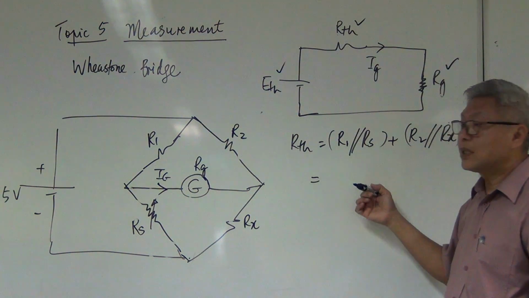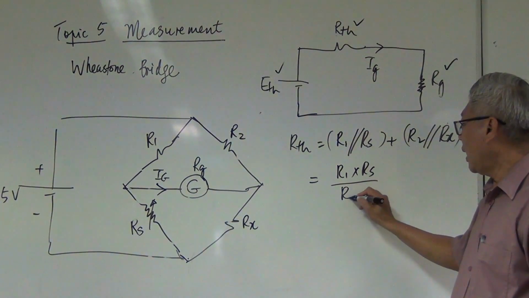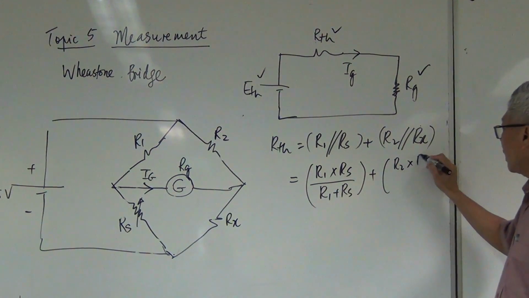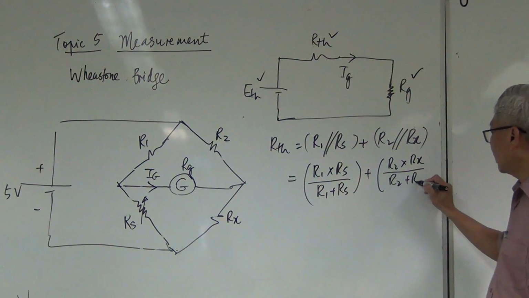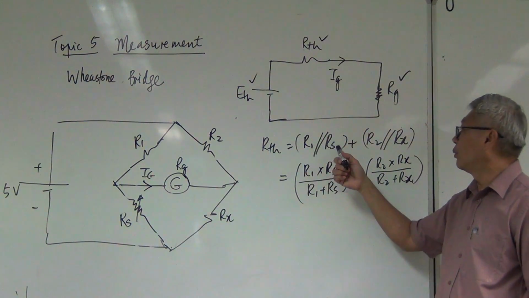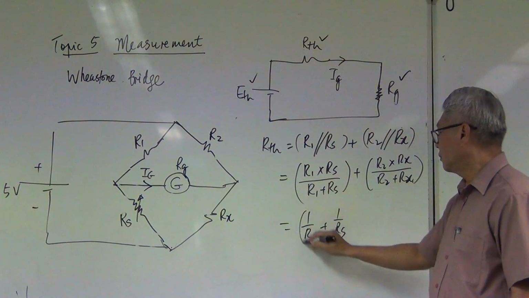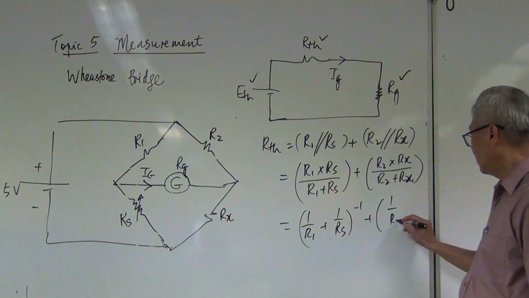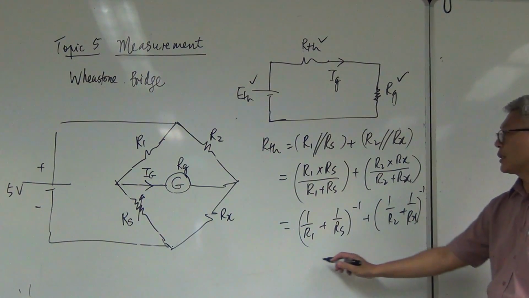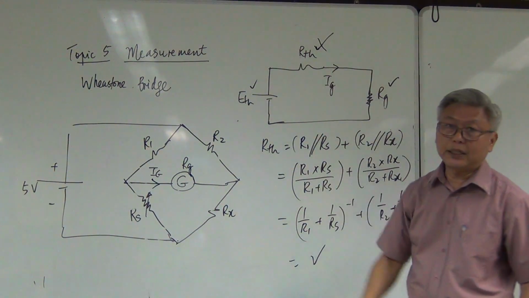Now to find parallel resistance, I'm sure you already know the method. The shortcut is R1 times Rs over R1 plus Rs, and R2 times Rx over R2 plus Rx. Of course, you have the traditional method, which is 1 over R1 plus 1 over Rs, inverse. They will give the same answer. So that is RTH. We therefore know how to calculate RTH.